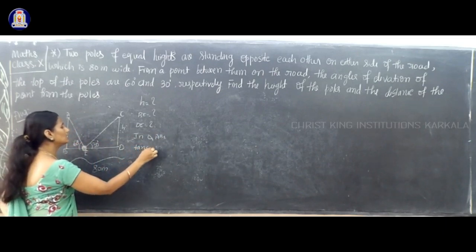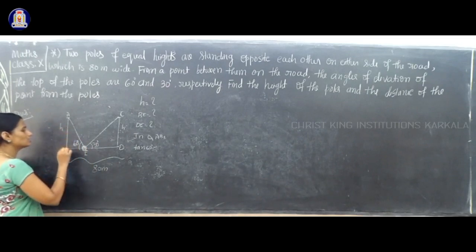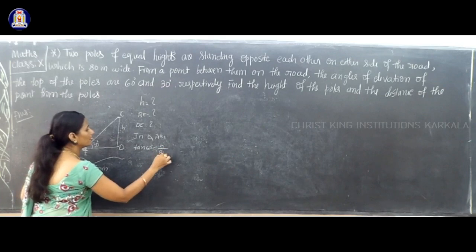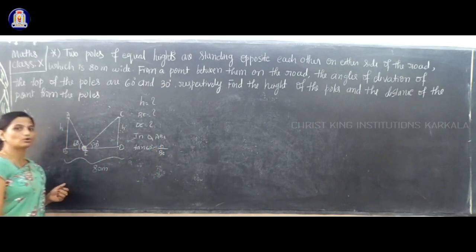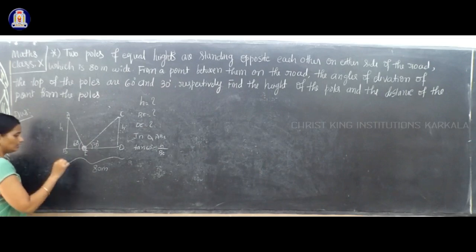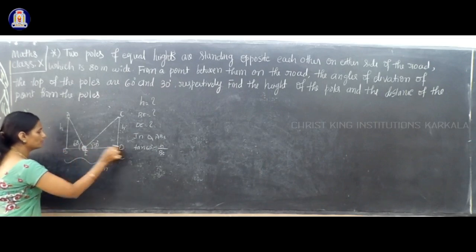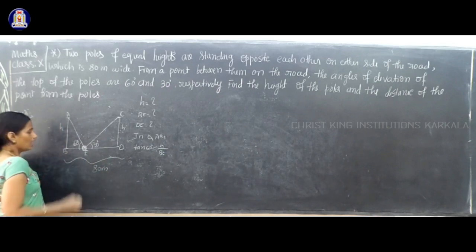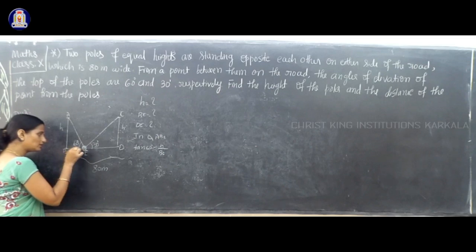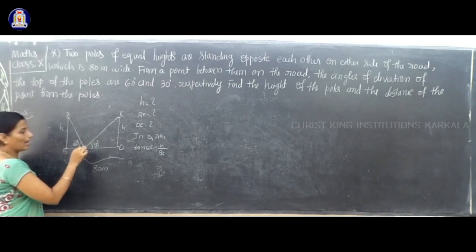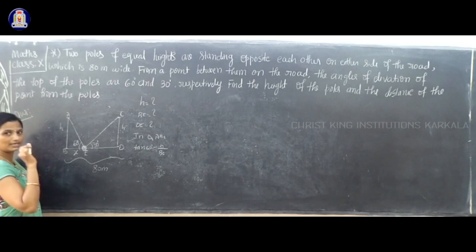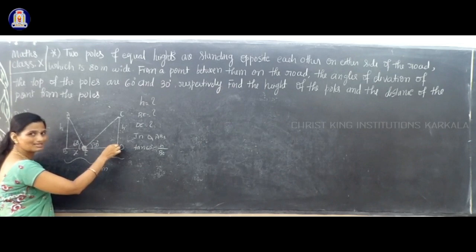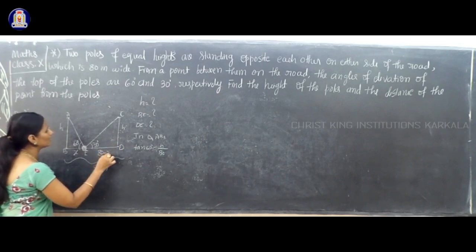In triangle ABE, tan 60 degrees is H divided by BE. See here, H is unknown, BE is also unknown. Now, see this total distance, BD, is how much? It is 80 meters. I don't know the distance between the first pole and the point, so I'll take it as X. If this part is X, what is the remaining part ED? I'll write it as 80 minus X.